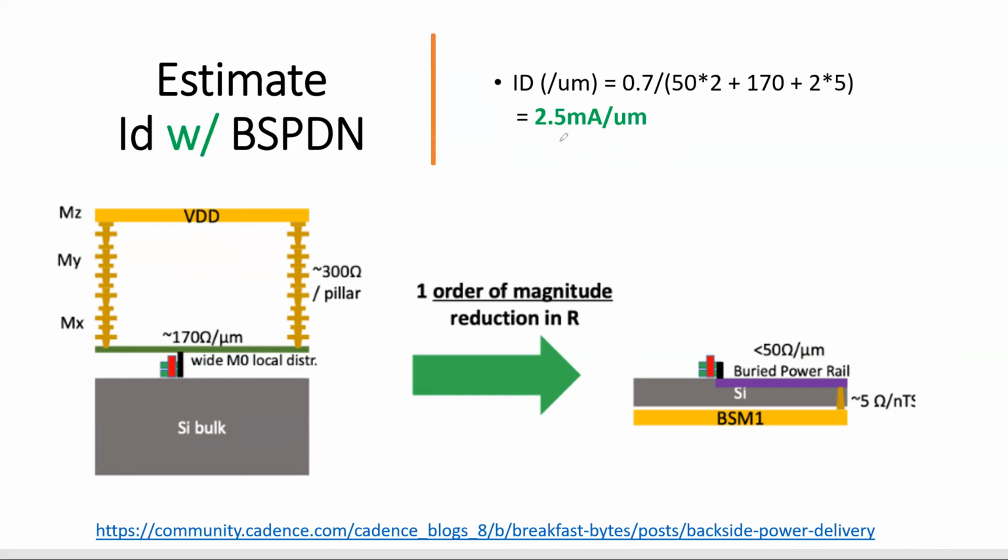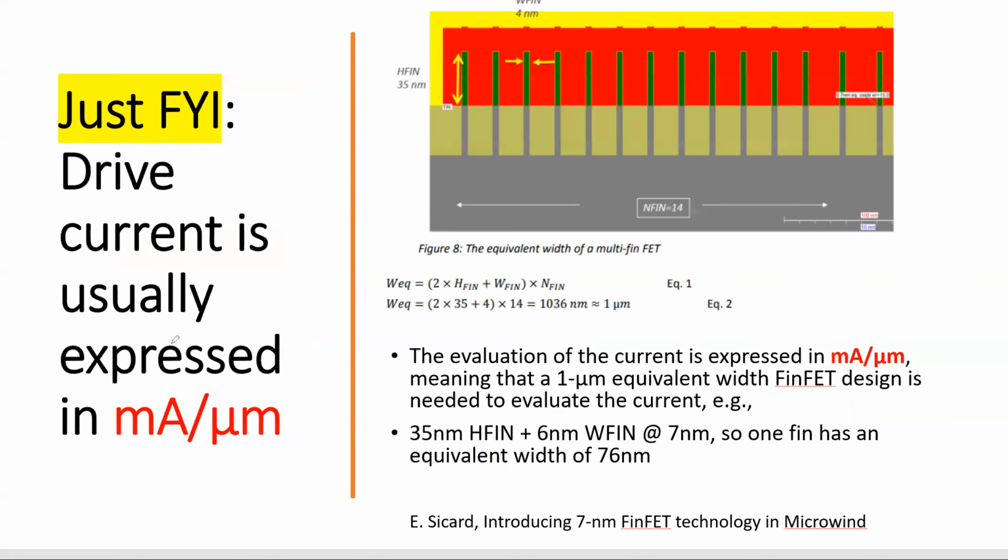Okay, and as I mentioned, what does per micrometer mean? Just FYI, drive current is usually expressed in milliamp per micrometer because you are comparing different sizes of fin and different numbers of fins. Some fins are taller or shorter, so it's difficult to compare apples to oranges. So people agree that we should use this. The evaluation of the current is expressed per 1 micron equivalent width of the FinFET design.